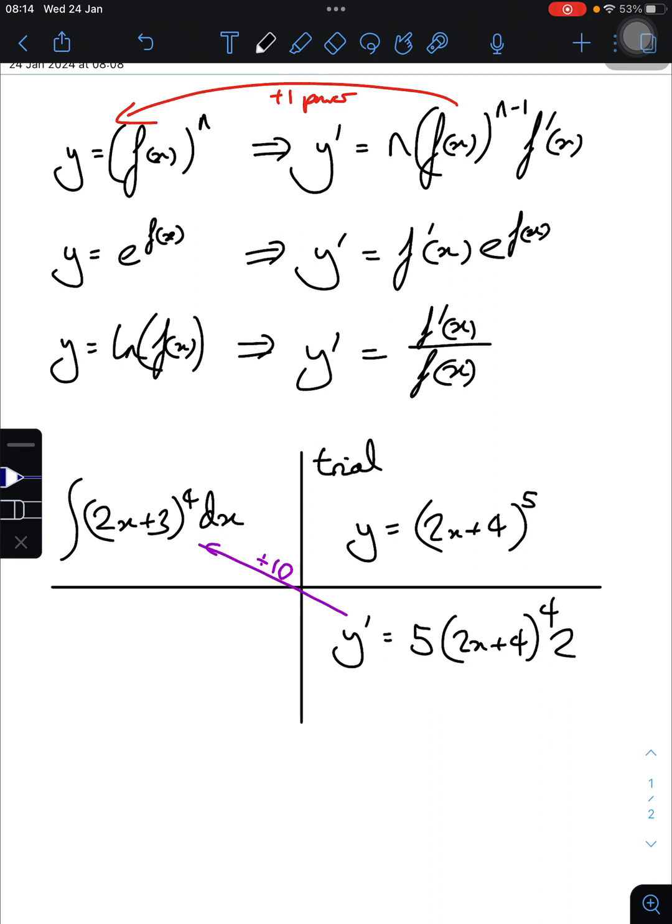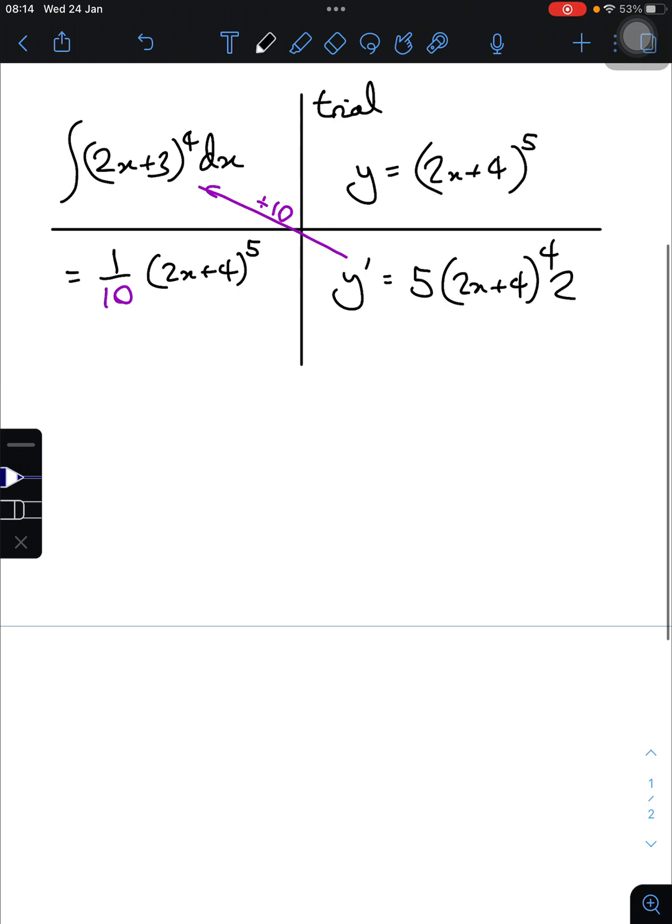And so if I need to divide that by 10, it means that my answer, the integral, would be equal to 1 over 10 lots of 2x plus 4 to the power of 5. So this is where my divide by 10 has gone. Let me write that down actually in purple.